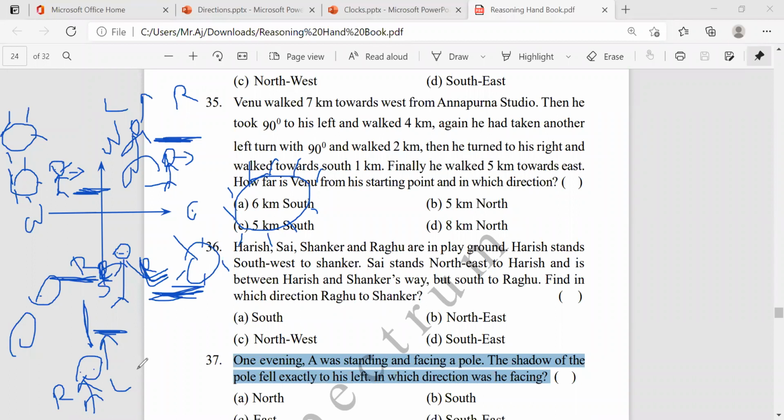This is the end of the directions. We will start the new topic next day. You just remember: in the afternoon, if the shadow is on the left, he is facing south; if the shadow is on the right, he is facing north. In the morning, left means facing north, right means facing south. Don't confuse. One day I'll clarify this.